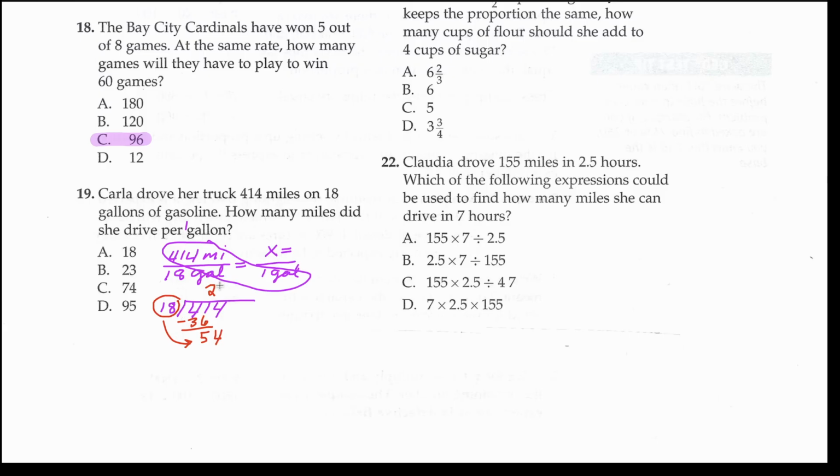It's 3 times. So 3 times 18 is 54. Subtract, you have 0 left. So what does 23 represent? It says how many miles. So 23 represents the number of miles per gallon. So it looks like your answer is going to be 23.